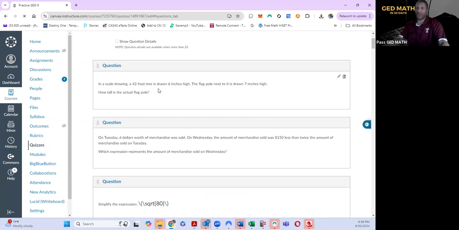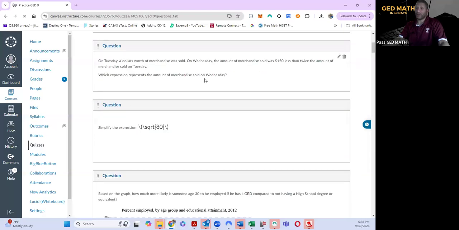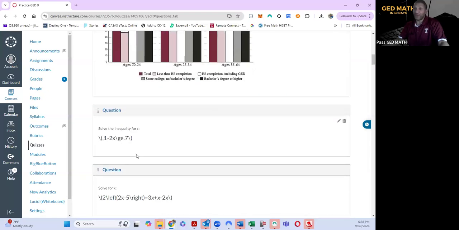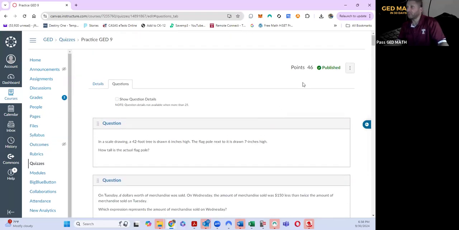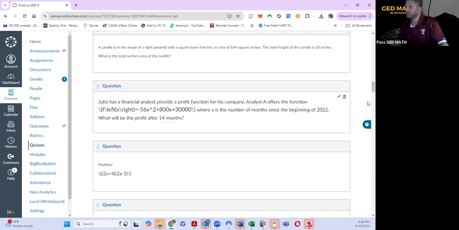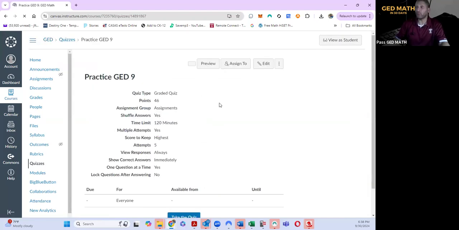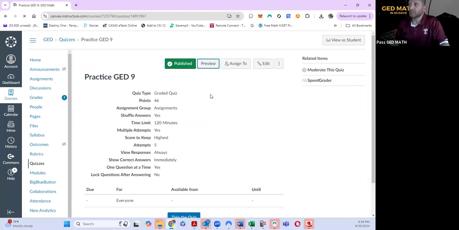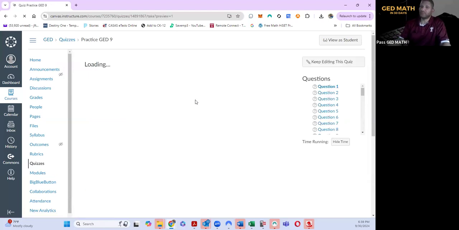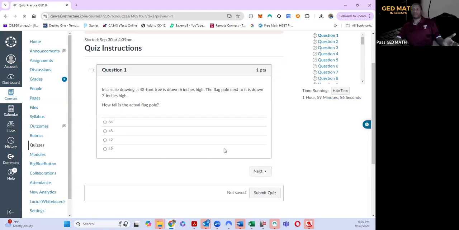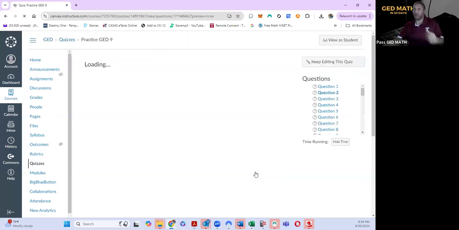Look at that. There's a scale problem, which is a proportion problem, right? Algebraic expression, a radical, reading a graph. You can't really see them here, so let me go to preview. That way you can actually see how they're going to look. They won't look like that. Look at that. And each question is one at a time. So this is a ratio and proportion problem in a word problem. So it's going to give you practice.